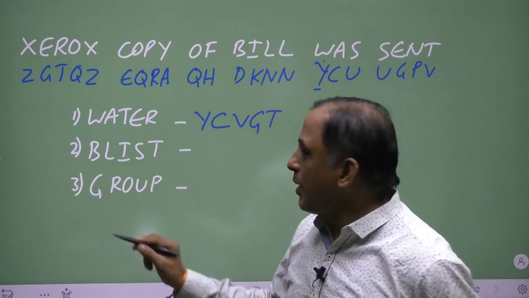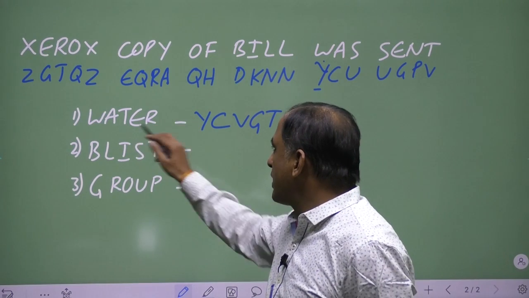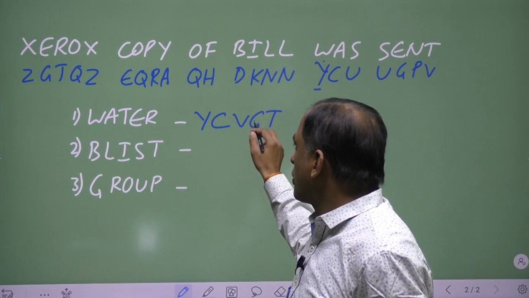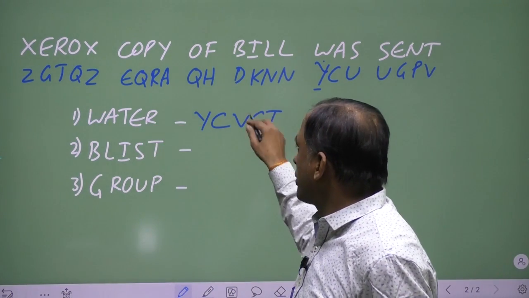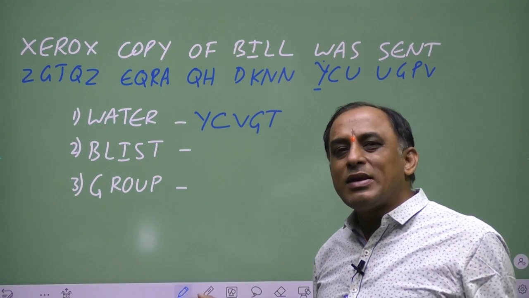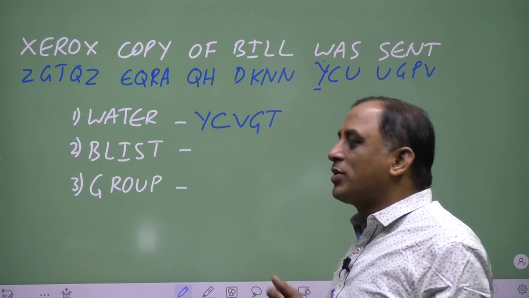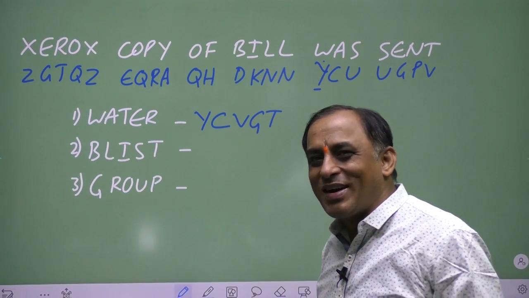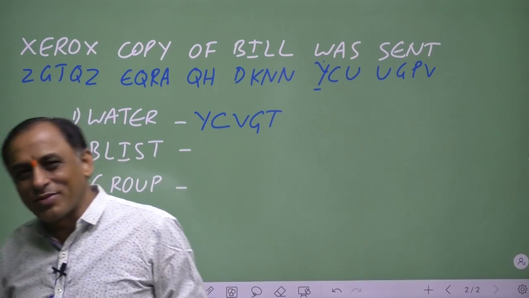According to the question, W is coded as Y, A is coded as C, T is coded as V, E is coded as G, R is coded as T. Therefore, water is coded as YCVGT. Then you will get 2 marks.